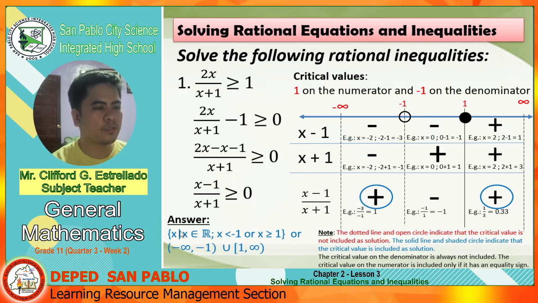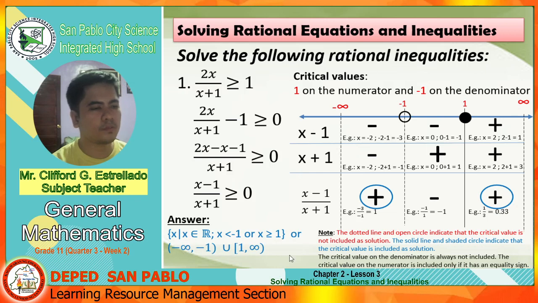So our solution set is x, such that x is an element of all real numbers when x is less than negative 1 or x is greater than or equal to 1. So here we have x is less than negative 1, meaning negative 1 is not included, or x is greater than or equal to 1. So 1 here is included, up to positive infinity. This one is by means of set builder notation, and this next one is by means of interval notation.